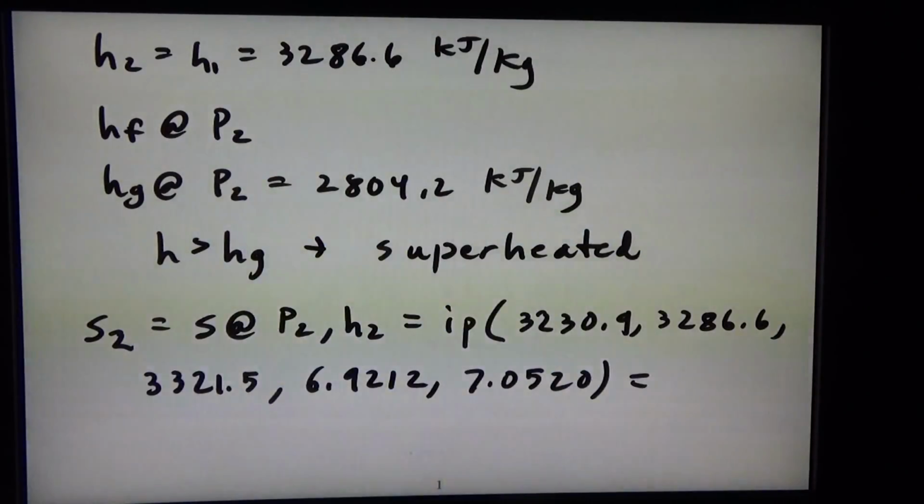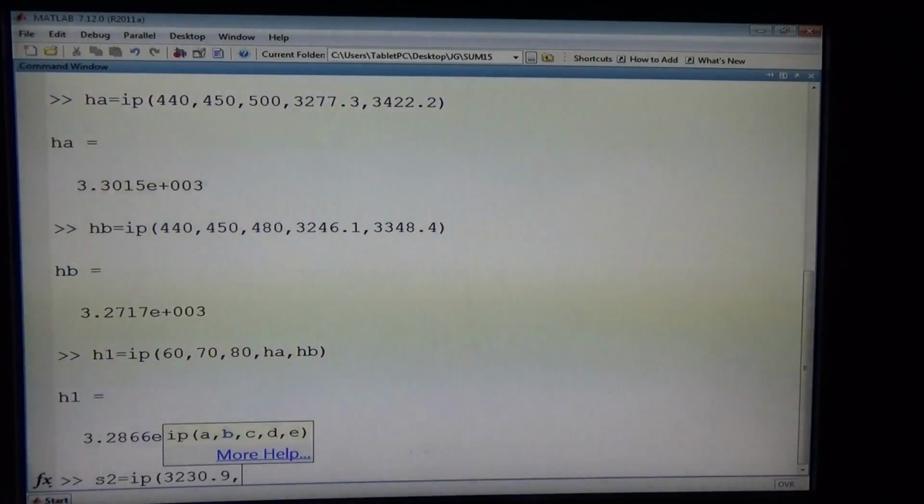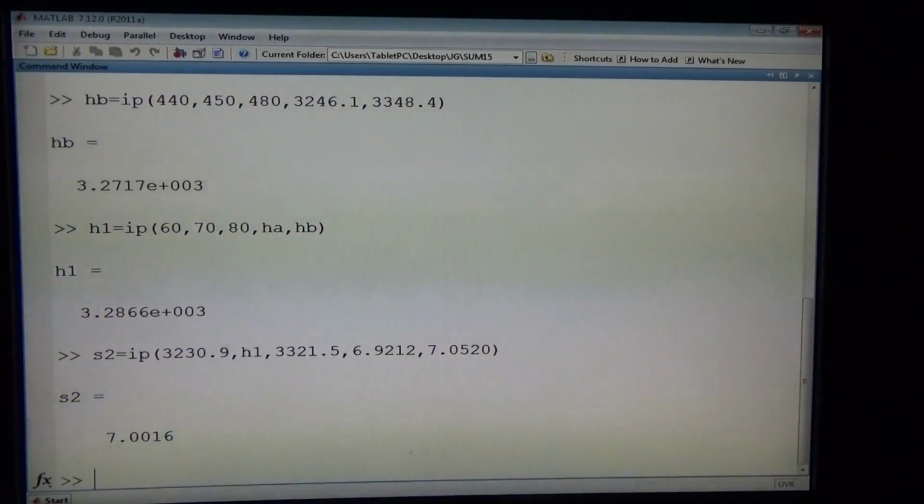So S2 is going to end up as, here we have 3230.9, this was H1, 3286.6, 3321.5, 6.9212, and 7.0520. So we get 7.0016.